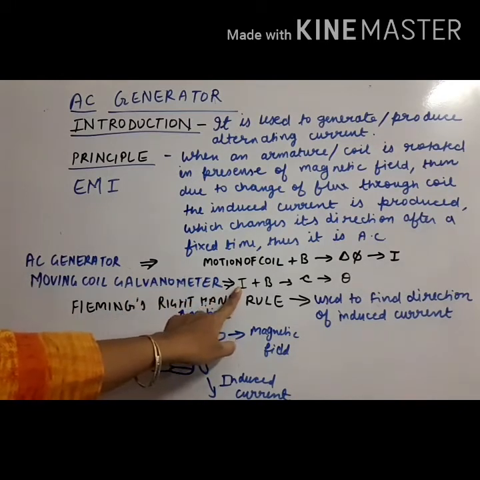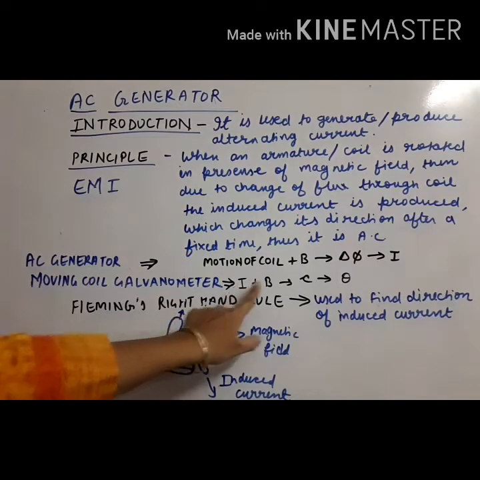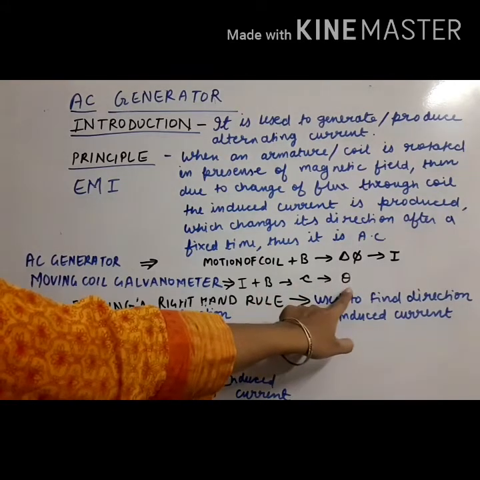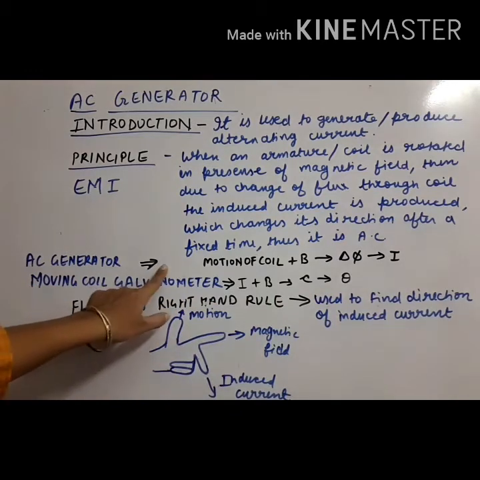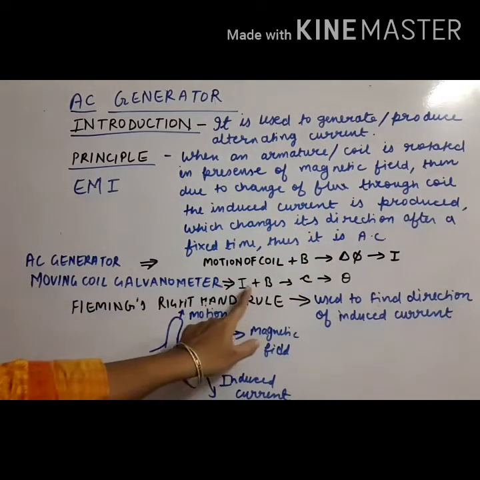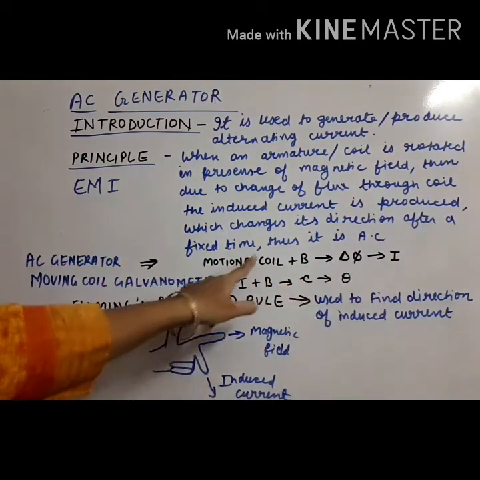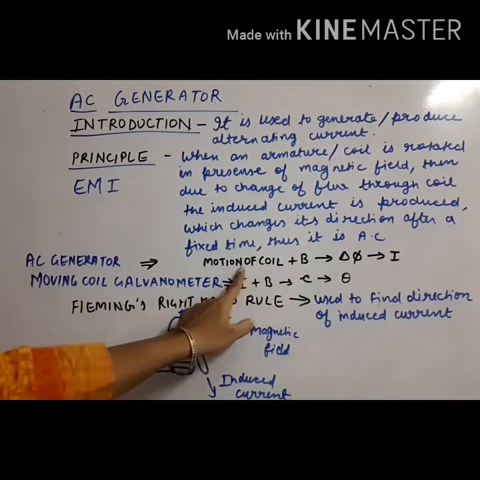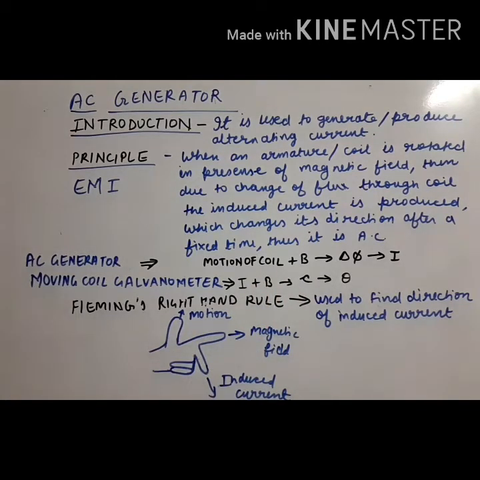So what was the principle in moving coil galvanometer? When a current carrying coil is present in magnetic field B, then it experiences torque, and due to which it deflects. This was the principle of moving coil galvanometer, and just reverse is the principle of AC generator. In AC generator, current is not present in the coil, current is to be produced. Only this coil which we have taken is to be rotated in presence of B. So here motion of coil plus B, there current plus B. This should be the input.